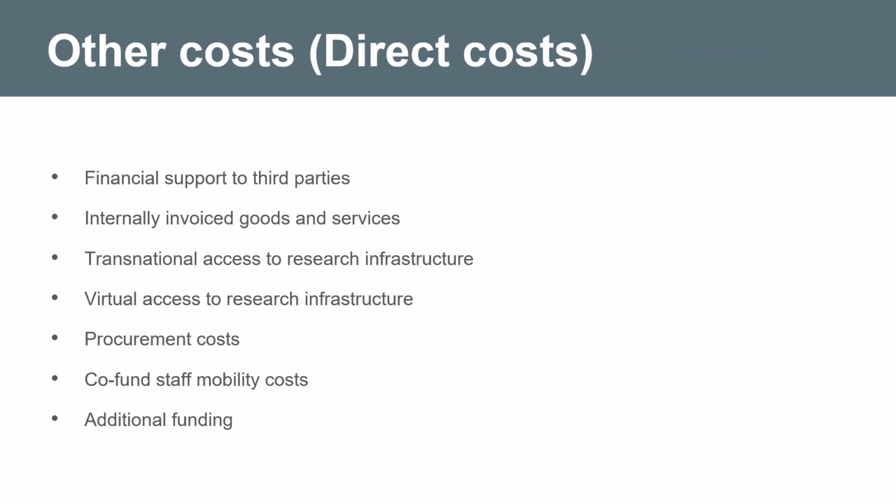Other costs include costs of internally invoiced goods and services. Some examples are maintenance of equipment and the payment for staff working at the facility. For the latter, we don't have to confuse them with the cost for subcontracting. Keep in mind that most of these other cost categories cannot benefit from the addition of the 25% flat rate of indirect costs.